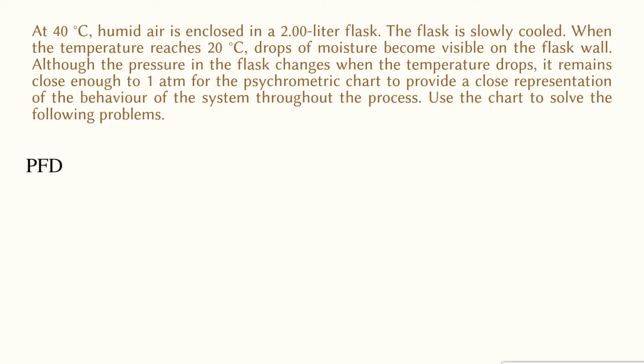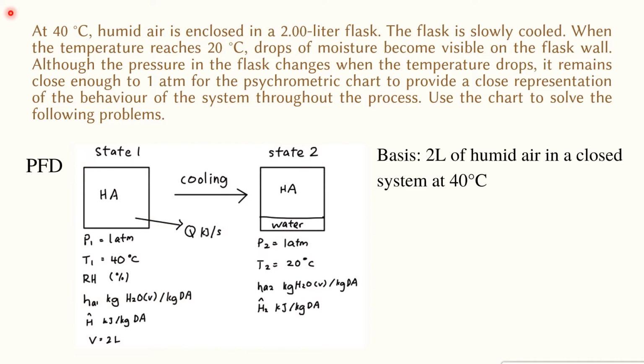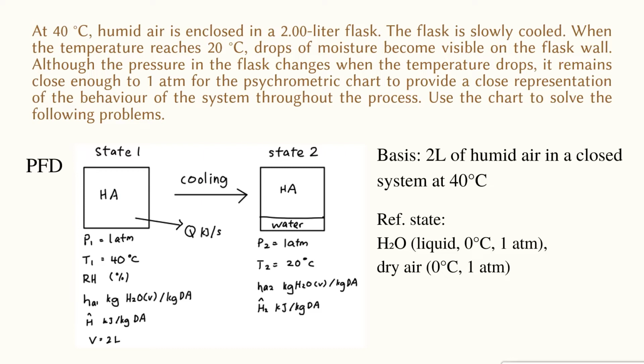This is a process flow diagram. So we have state 1 and state 2. All this information is taken from the question. The basis of this question is 2 liters of humid air in a closed system at 40 degrees Celsius. Reference state is water, liquid, 0 degrees Celsius, 1 atm, dry air 0 degrees Celsius, 1 atm. We can get the dew point temperature, which is 20 degrees Celsius, from the question, and the dry bulb temperature, which is 40 degrees Celsius.